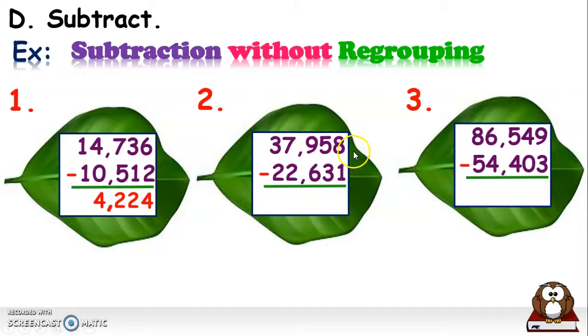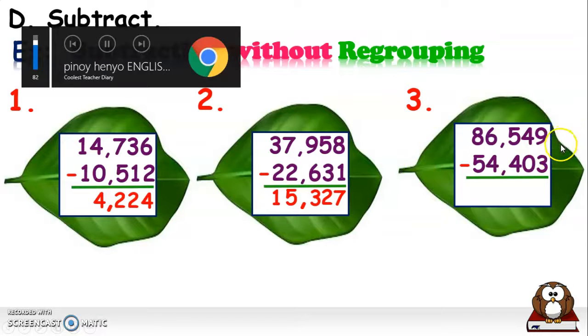Again, starting our subtraction from ones place. That's 8 minus 1. The answer is 7. Tens place, we have 5 minus 3. The answer is 2. For hundreds place, that will be 9 minus 6. The answer is 3. For thousands place, it's 7 minus 2, which is equal to 5. And for 10,000s place, we have 3 minus 2. The answer is 1. And after 3 digits, ones, tens, hundreds, we have to write our comma. The answer for number 2 is 15,327.